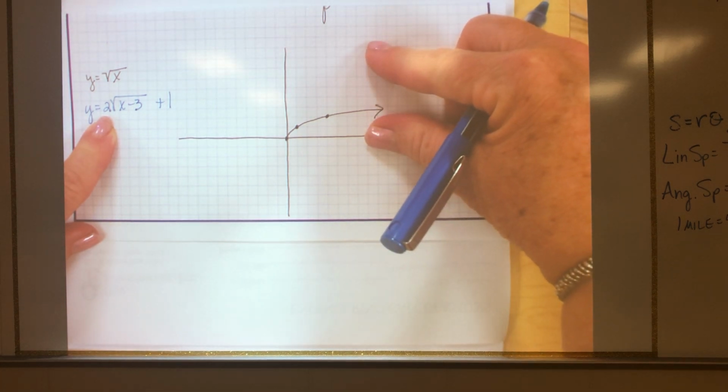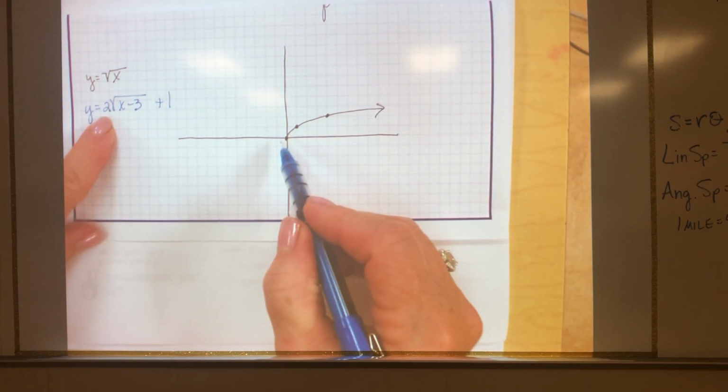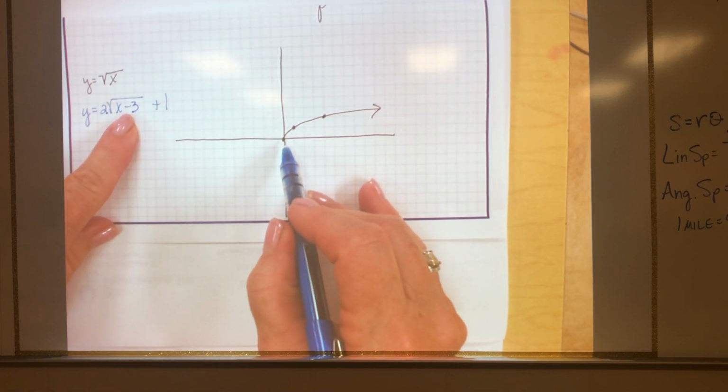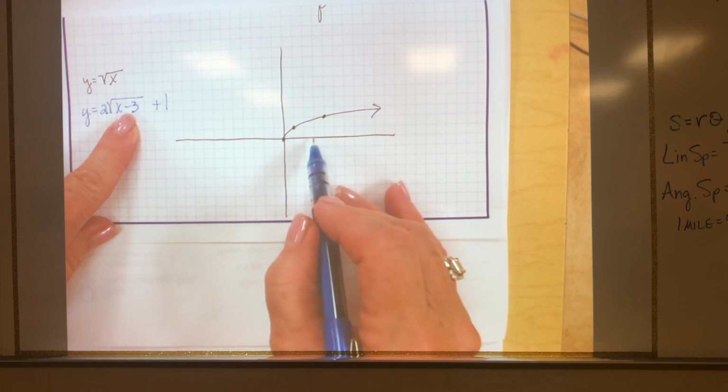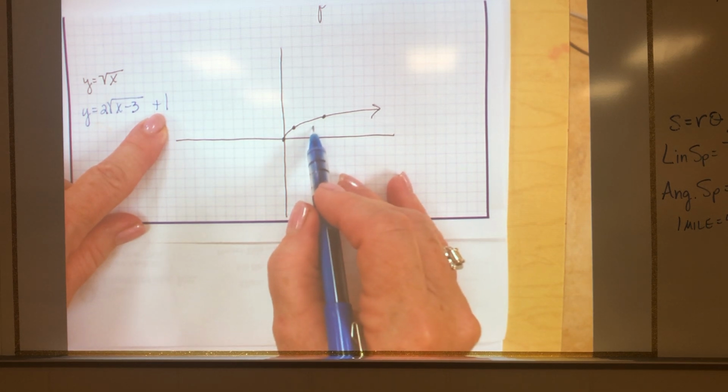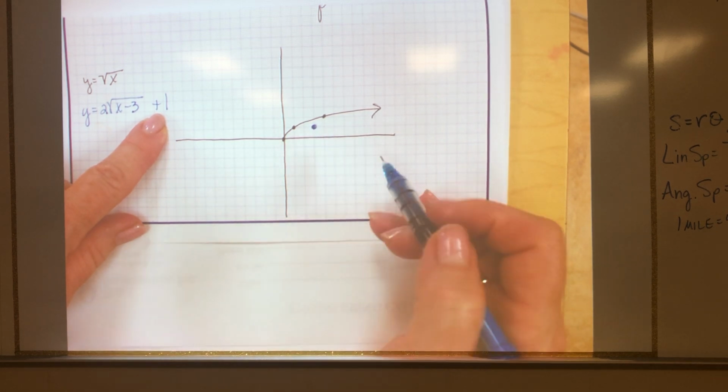So I'm going to take this point right here. What does this -3 do to this point? Go to the left or to the right? To the right 3. 1, 2, 3. What does the +1 do? Goes up 1. Now that point is right here.